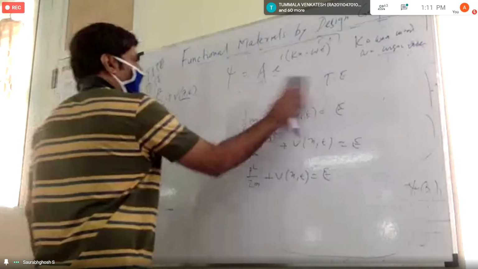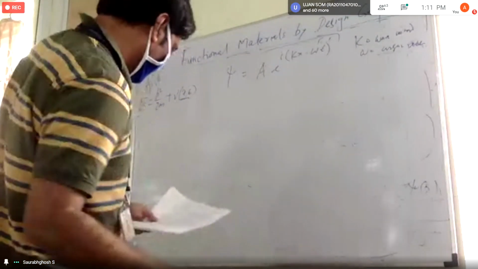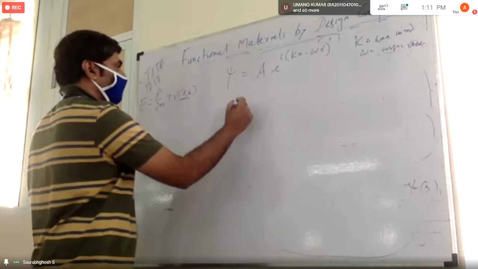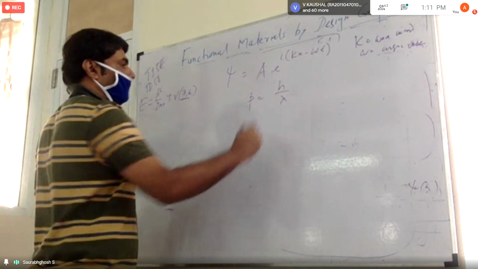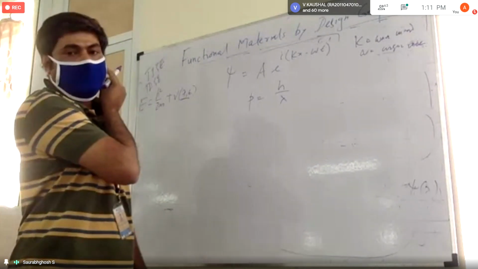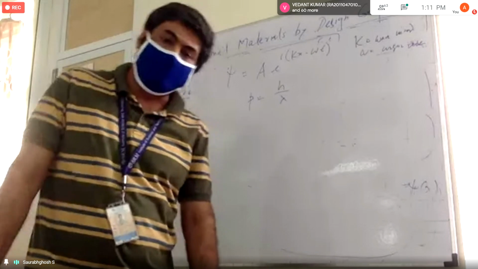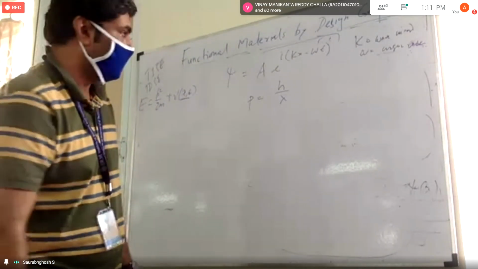Now from de Broglie's theorem, we know that p is h by lambda, where p is the momentum, h is the Planck constant, and lambda is the wavelength of the characteristic wave of the matter wave.